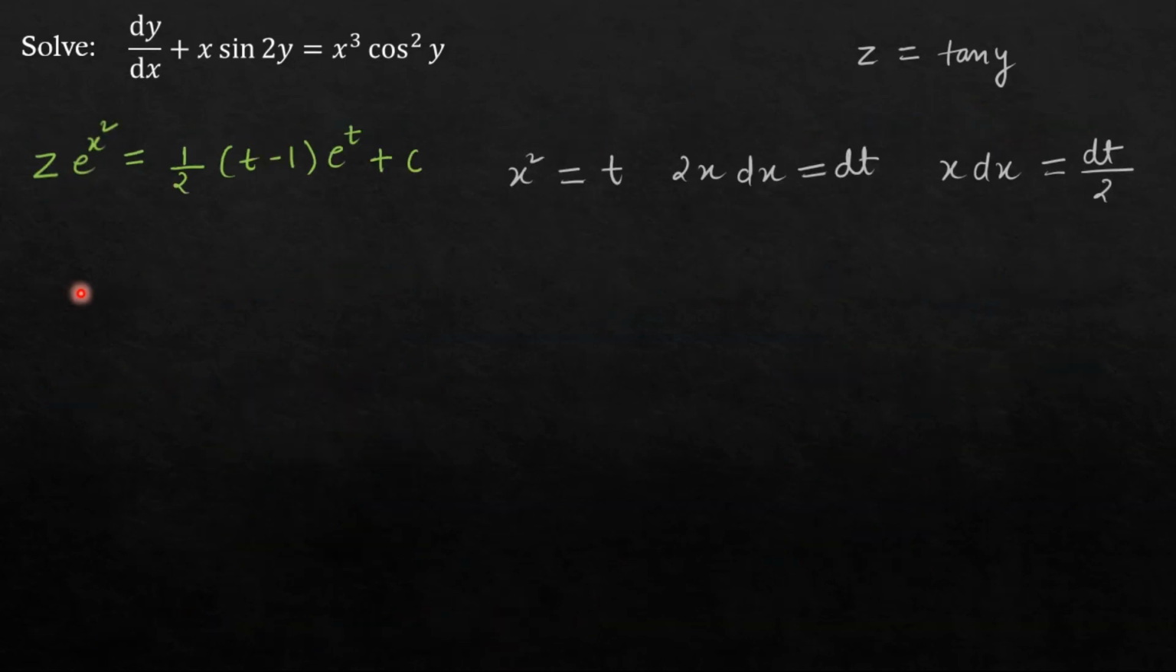Now again we will have to substitute the values of t and z, because we have to represent the solution in terms of x and y. The value of z is tan y and the value of t is x square. Replacing these, you will get tan y into e raised to the power x square is equal to half into x square minus 1 e raised to the power x square plus c. So this is the solution of the given differential equation. That is how you need to have a good knowledge of integration in order to solve differential equations.